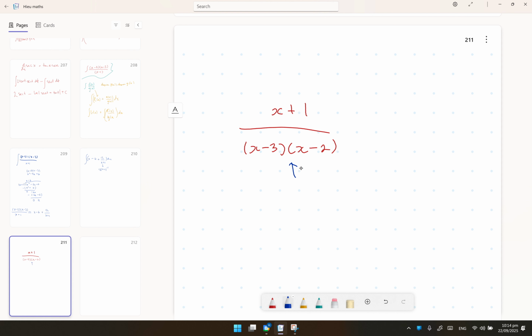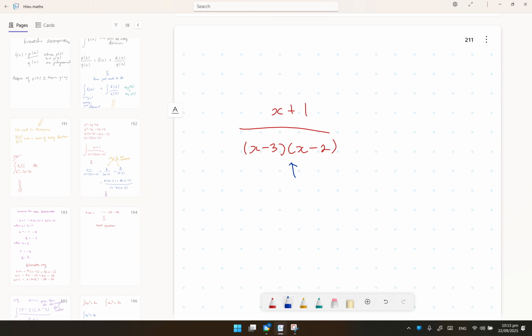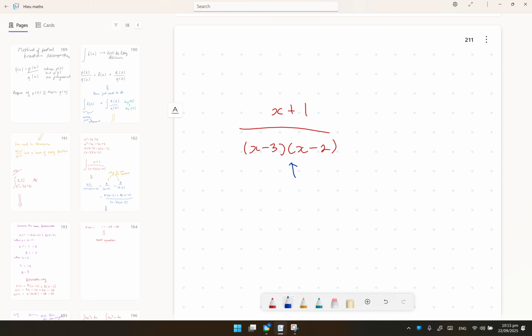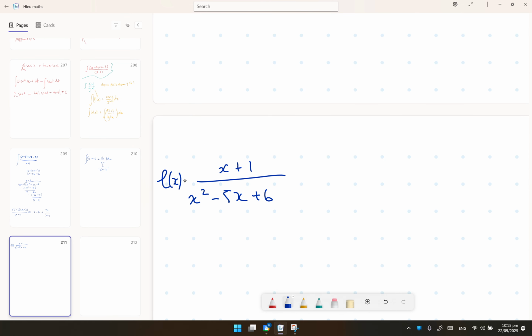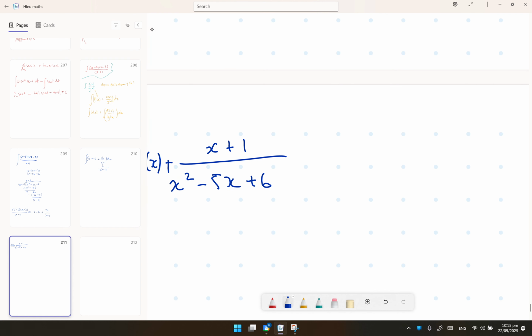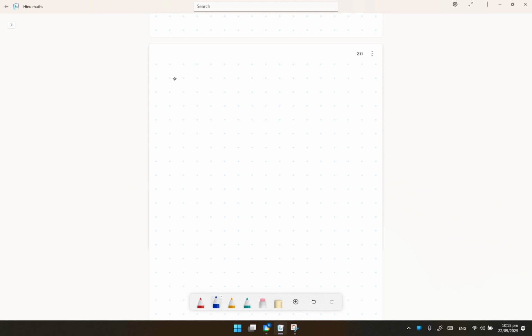So let's just say it was x plus 1 over x squared minus 5x plus 6, right? So let's say this was the remainder, and this was L(x) plus a remainder. So this is R(x) over F(x), and this is what the remainder is. How are we going to integrate this? This is not something easy to integrate, right? You can't just integrate x plus 1 over x squared minus 5x plus 6.